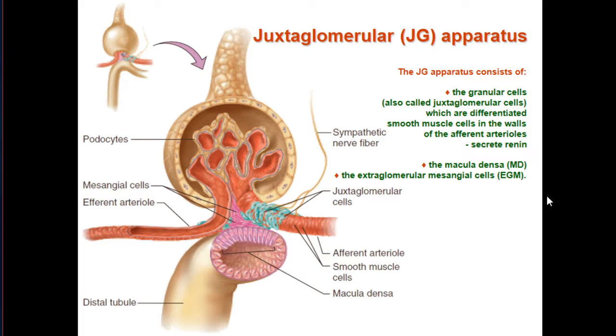Before we begin, let me remind you of the structure of the juxtaglomerular apparatus, which consists of granular cells, which are also called juxtaglomerular cells. They surround the afferent arteriole like a cuff around the small muscles of the walls of the afferent arteriole, and they're responsible for the secretion of renin, as you remember. Then you also have the macula densa cells in the distal tubule, and you also have extraglomerular mesangial cells.